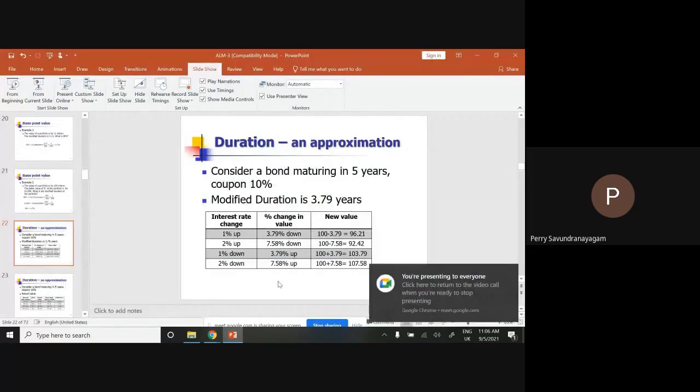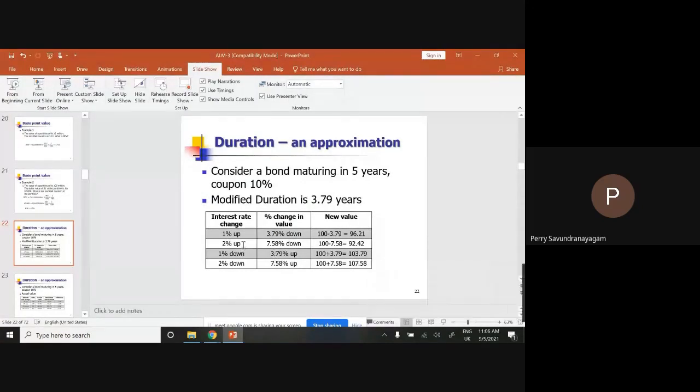So if the yield goes up, what happens to the price of the bond, of the instrument? It comes down. So if the yield has gone up 1% based on the duration, the price has come down by 3.79%. Based on the duration, the price will come down to 96. Yield goes up 2%. It comes down by 7.58%. 100 bond comes down in value to 92.